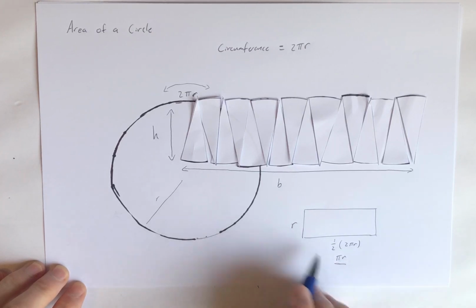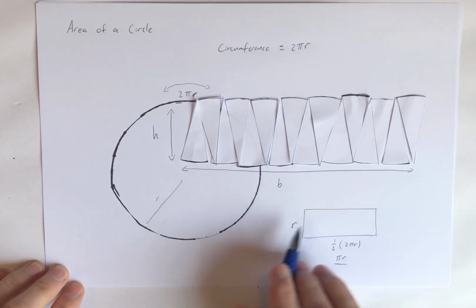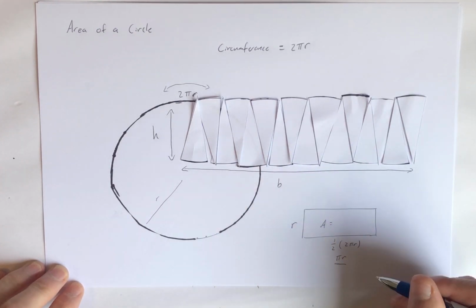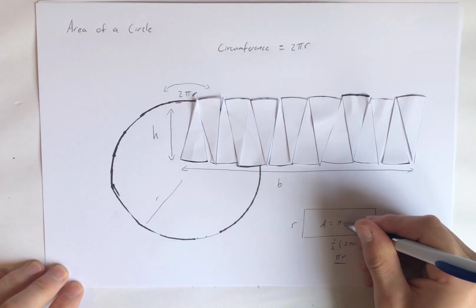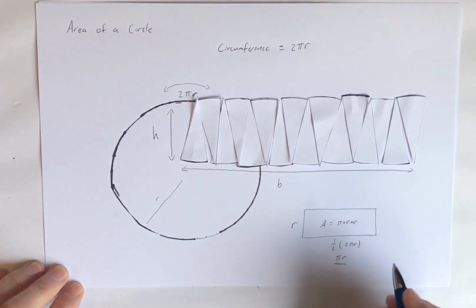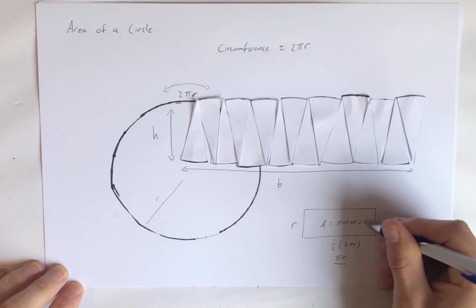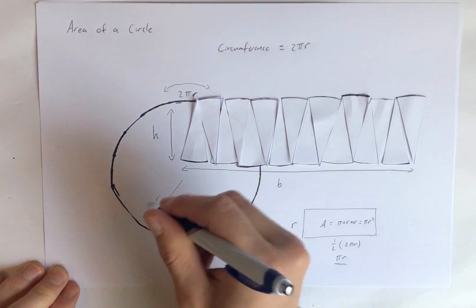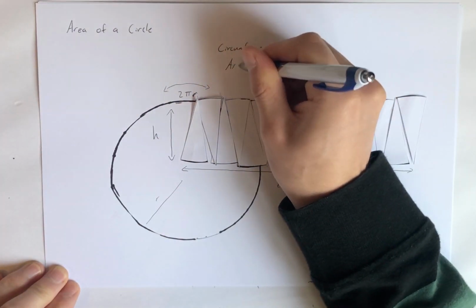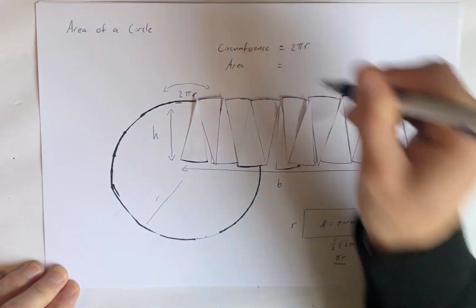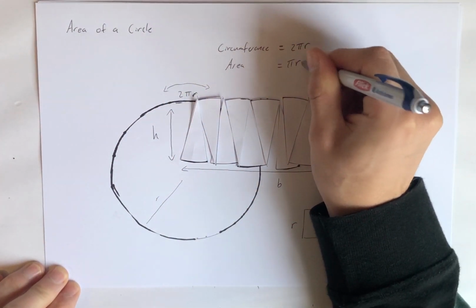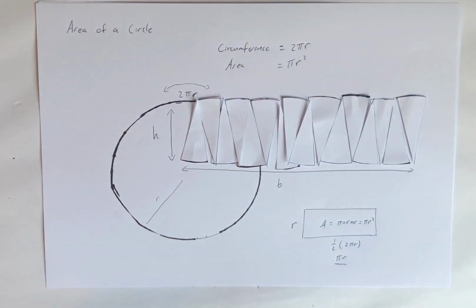So we have r times pi r. And you know that the area of a rectangle is base times height. So that's pi times r, which is pi r squared. So the area is equal to pi r squared. Pi r squared. Let's just go through that again.